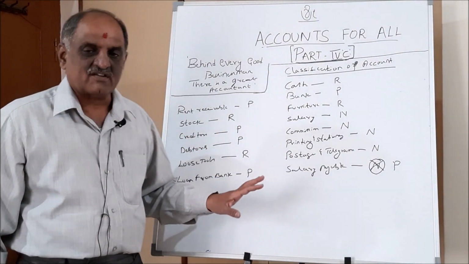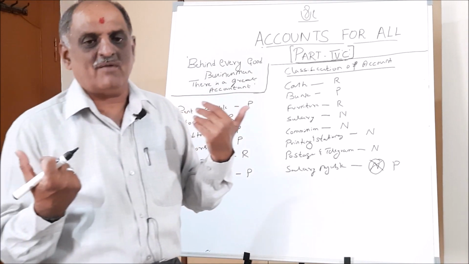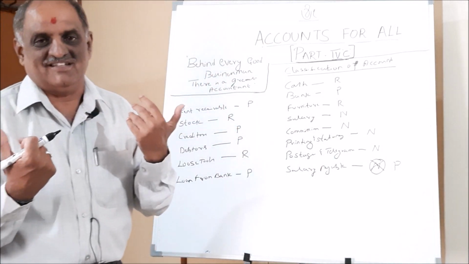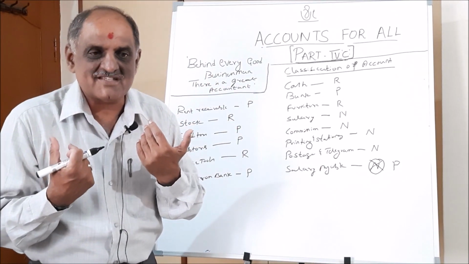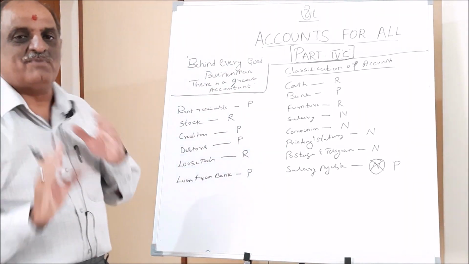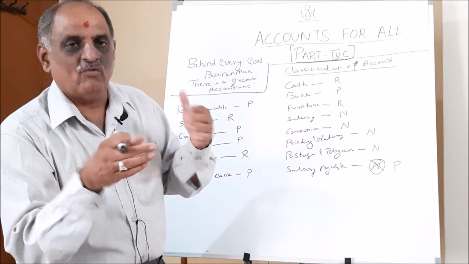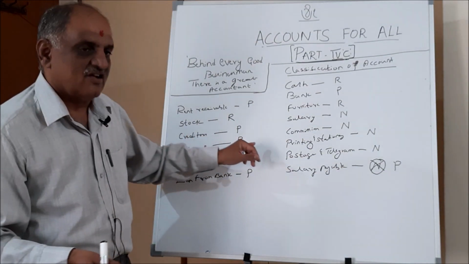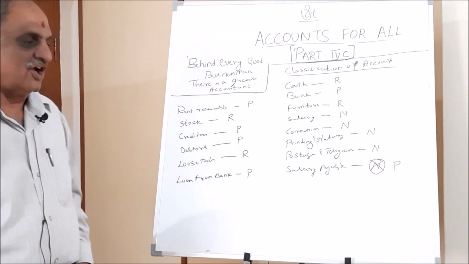Then debtors, I have to receive from somebody. When I say I have to receive from somebody, it means somebody is a person, company, bank, whatever it is. Once again, debtors is also a personal account.